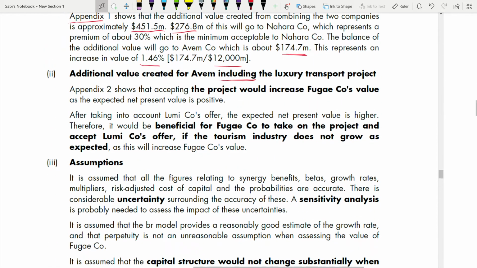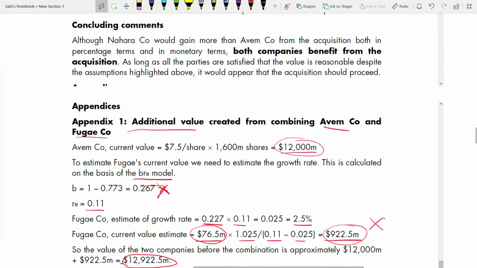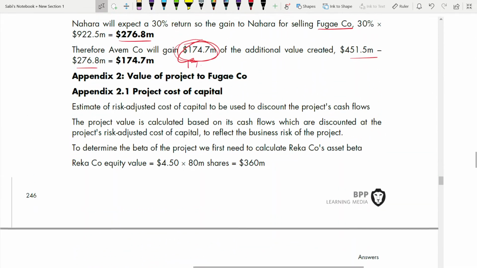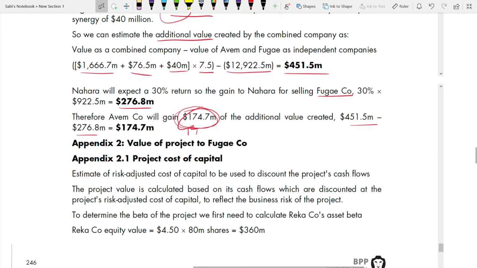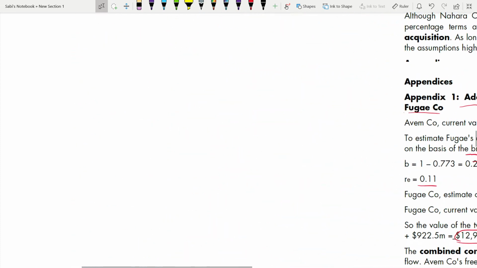This you have to do in Appendix 2. For this, we need to read the other part in our case study. Otherwise, you will not be able to do it.